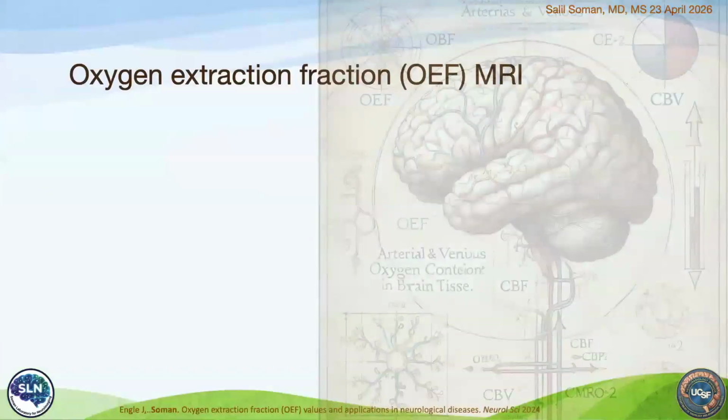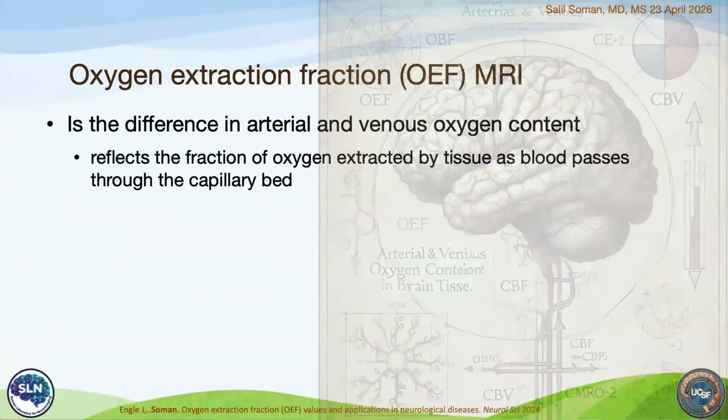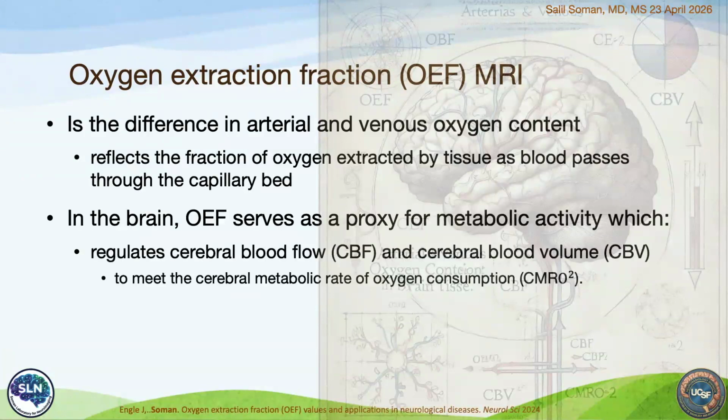So, the idea of oxygen extraction fraction mapping is that you want to look at how much oxygen functioning brain tissue is sucking out of the blood, right? And to me, it's a proxy for how metabolically active the tissue is. I mean, the tissue could be dead, it could be stunned, it could be normal, it could be having to work extra hard. And the reality is that cerebral blood flow also messes with this some, right?